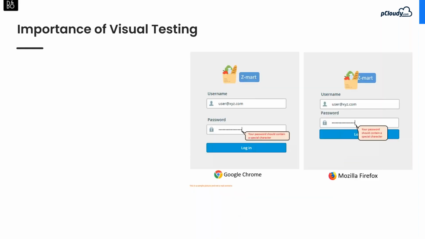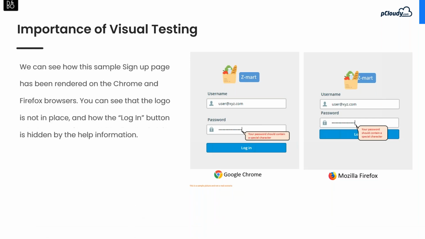For example, look at this picture. There are two different screens: a sample sign up page rendered on Chrome and on Firefox. You can clearly see that the logo is not in place in Mozilla Firefox. There is a little distortion on the logo, and the login button is also hidden by the help information coming up here. Though it is the same application, when it is tested on a different browser, it appears differently altogether.